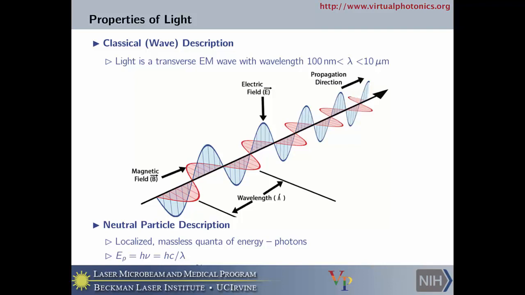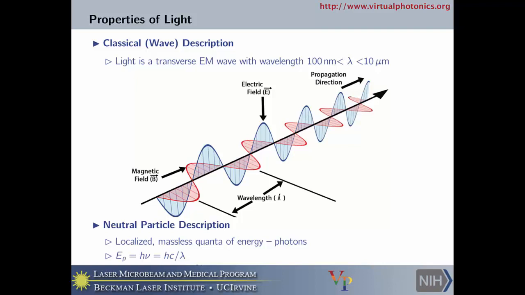And then there's also the neutral particle description, where we set aside the wave characteristics of light, and we characterize light as localized massless quanta of energy, which we call photons. And there's a relationship between the energy of a single photon, which is related to Planck's constant multiplied by the frequency of that electromagnetic oscillation, and that frequency, of course, can be parameterized through the speed of light and the wavelength.